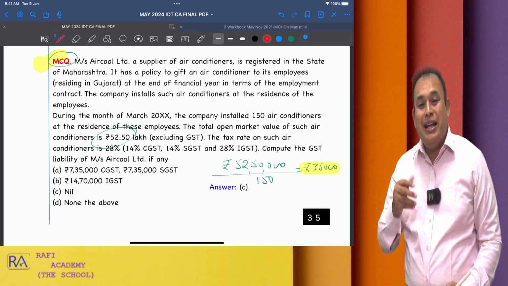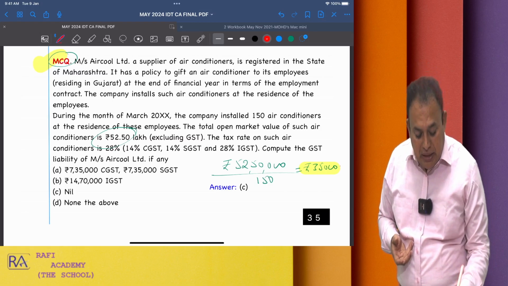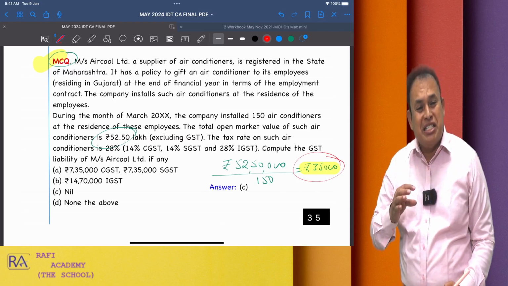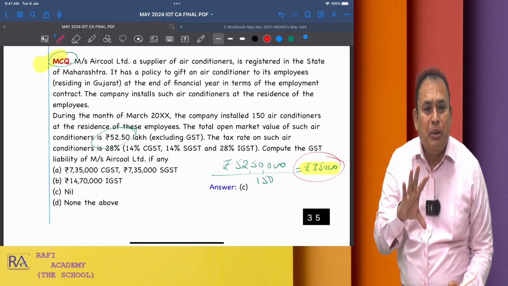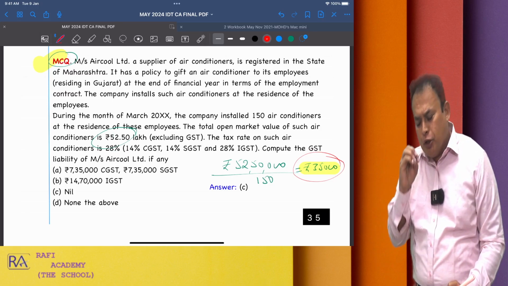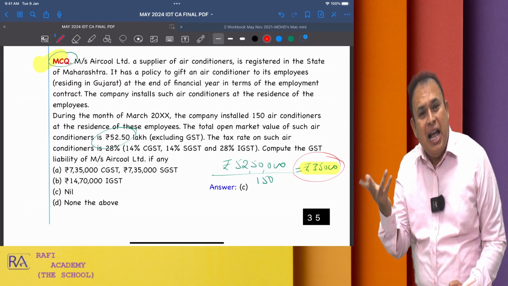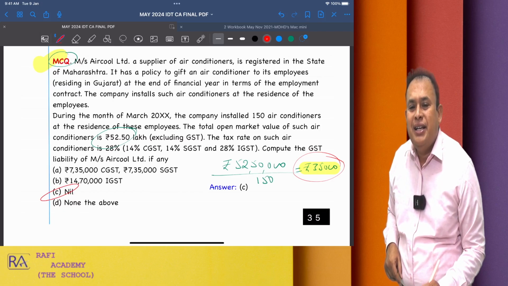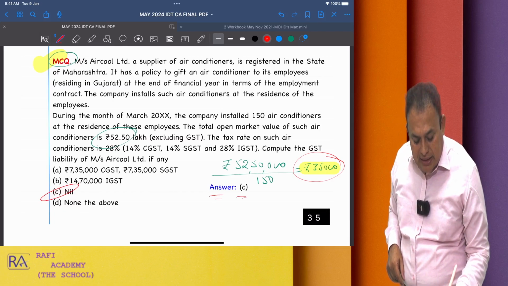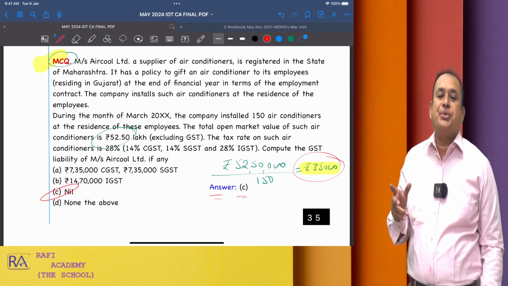That means the value of the gift to an employee is how much? 35,000, which does not exceed 50,000. As a result, the entire supply is neither supply of goods nor supply of services. Therefore, the question of GST does not arise. As a result, the right answer here is nil amount of GST. So the answer here is C. As simple as this.